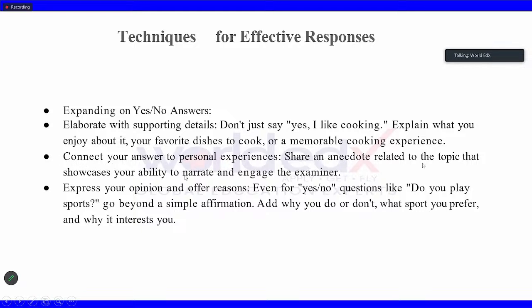Connect your answers to personal experiences. Share an anecdote related to the topic that showcases your ability to narrate and engage the examiner. Express your opinion and offer reasons. Even for yes or no questions like do you play sports, go beyond a simple affirmation and explain why you do or don't, what sport you prefer and why it interests you. You can just tell him everything you know about the question. So it will showcase your grammar skills as well.